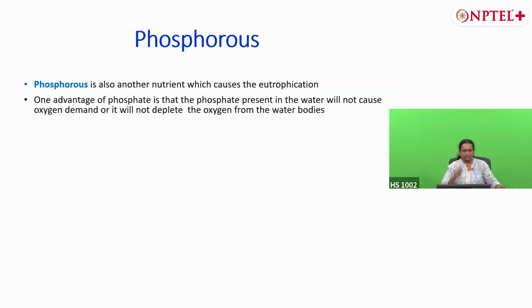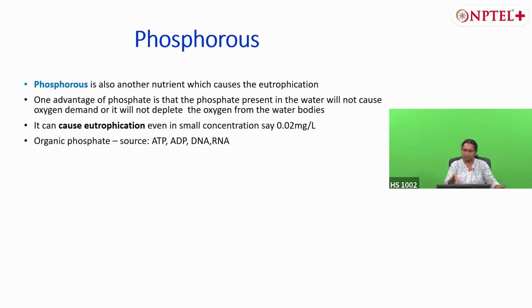Okay, one thing about phosphate is that phosphate present in water will not cause oxygen demand, or it will not deplete the oxygen from the water bodies. It can cause eutrophication even in small concentration as low as 0.02 milligram per liter. Okay, organic phosphate. I told you ATP, ADP, RNA, DNA, all the things.